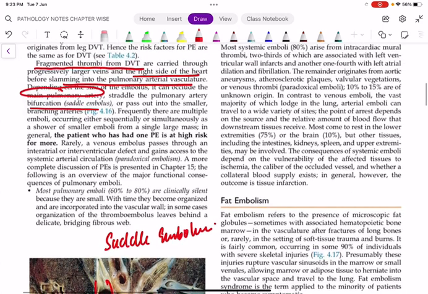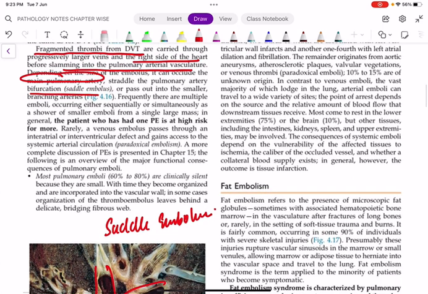And remember, sometimes this embolus may rarely reach even the systemic arterial circulation. Normally, it won't enter the systemic circulation. Why doesn't it enter the systemic circulation? Because this thrombus is formed in the venous system, so it reaches the right heart and from there goes into the pulmonary arterial vasculature.